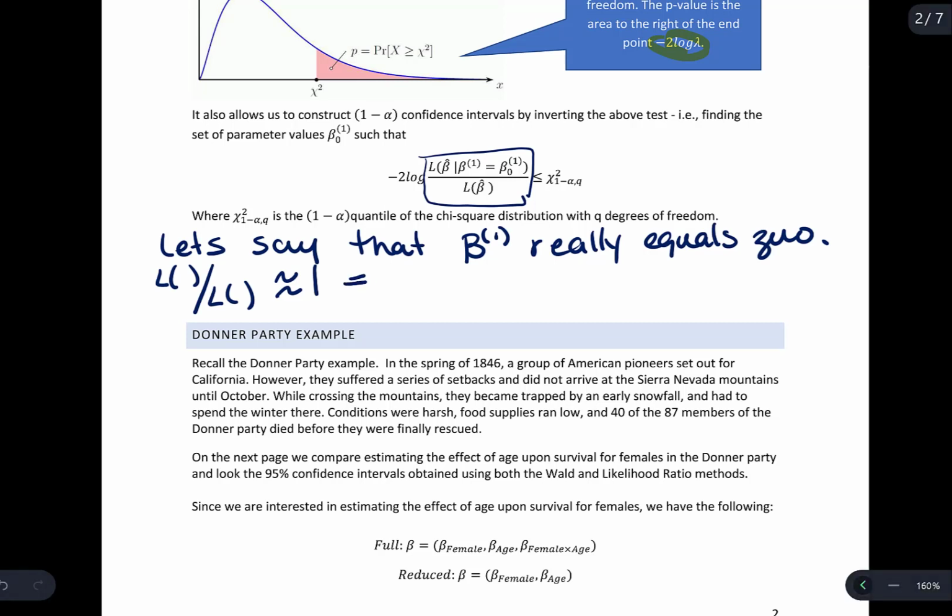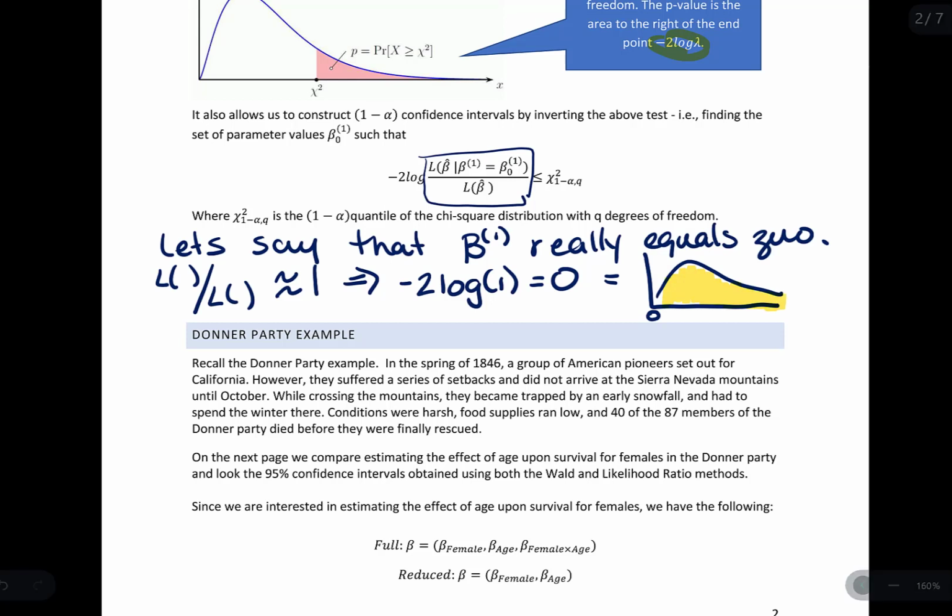And then from there, notice that minus 2 times the log of 1, well, log of 1 is 0, so that's going to be equal to 0. And so if we think of what a chi-square distribution looks like, remember that a chi-square distribution's lower bound is 0. So what that tells us is the area to the right of 0 has to be pretty much 1, since the total area under the curve is 1. So you would end up with a p-value of 1 in that case, which would mean you wouldn't reject. Those parameters really are probably equal to 0. So that matches up with what we would expect to happen in comparing those likelihoods.